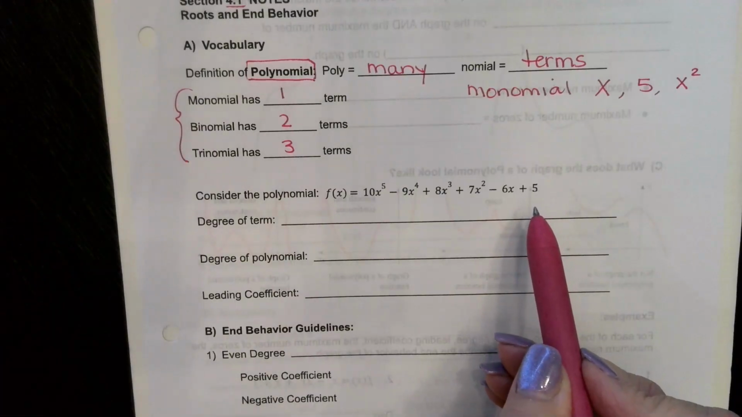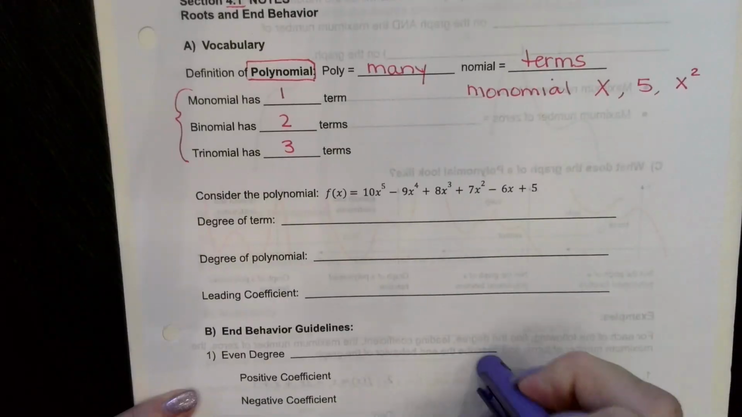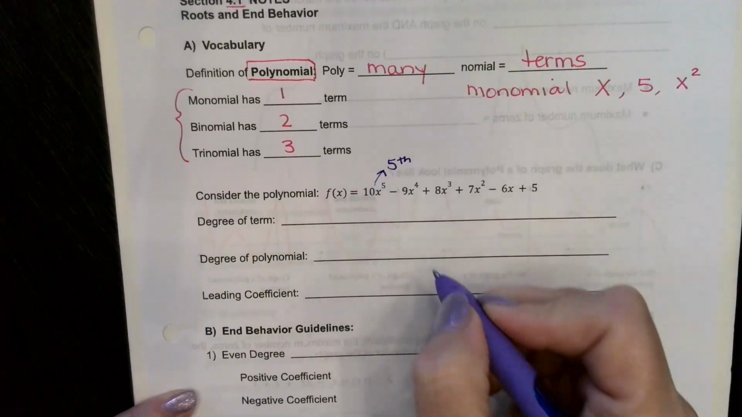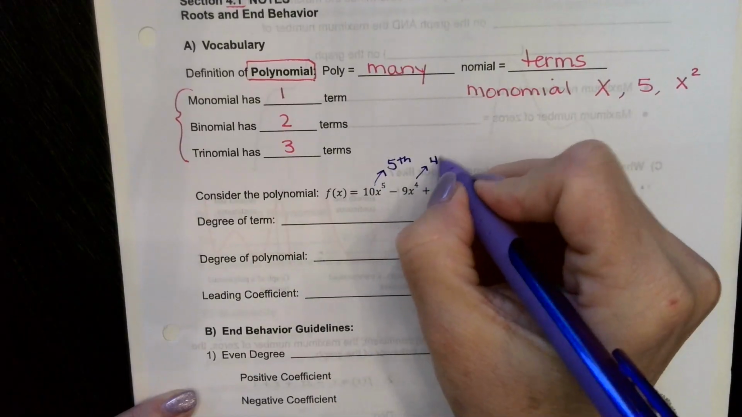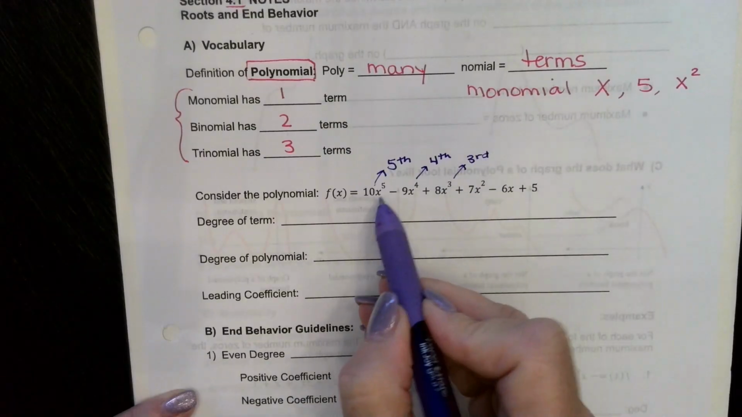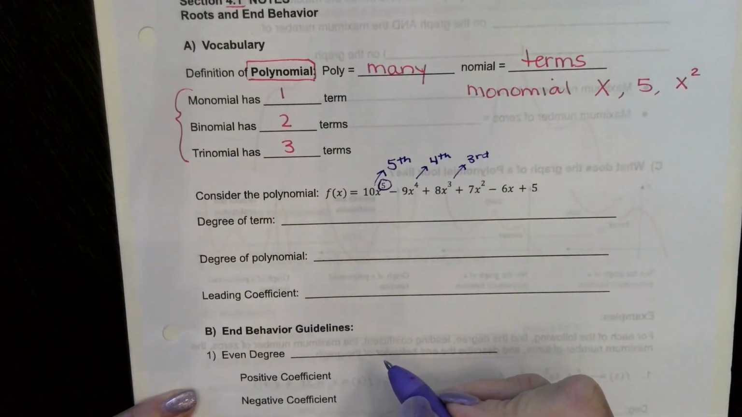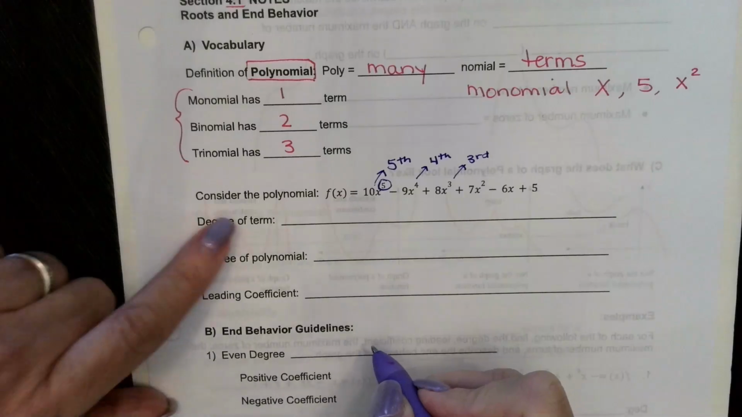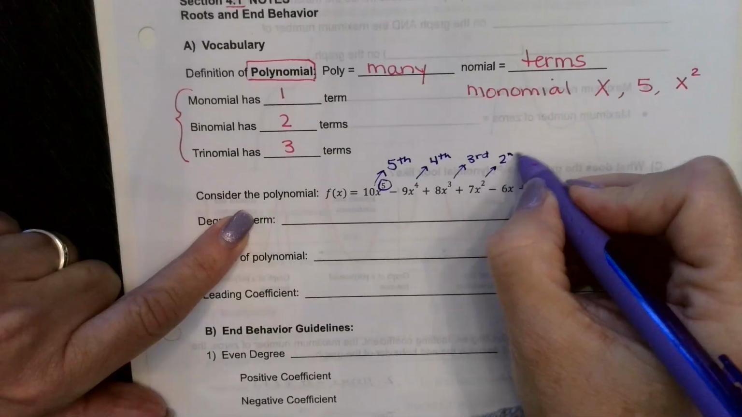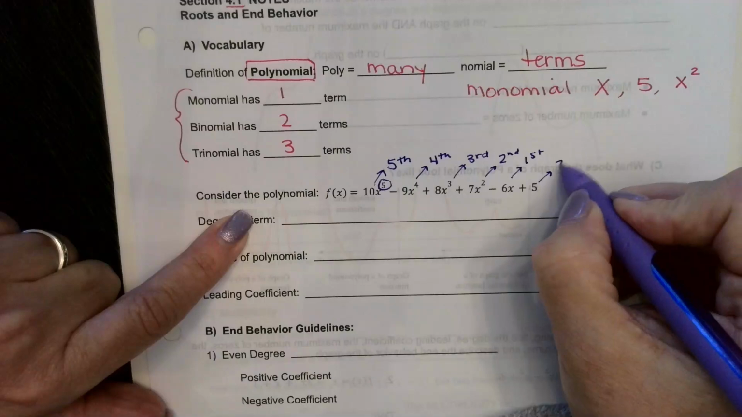So vocabulary here. What we're going to say is that this one right here would be to the 5th degree. And this would be to the 4th degree and the 3rd degree. And what we're doing when we do this is we're looking at the power on the exponent. Okay, so the degree of the polynomial, if I keep going here, this would be second, this would be first, and this would actually be the 0.